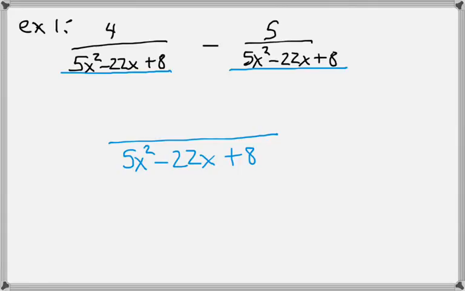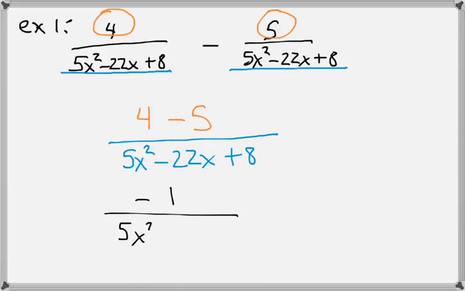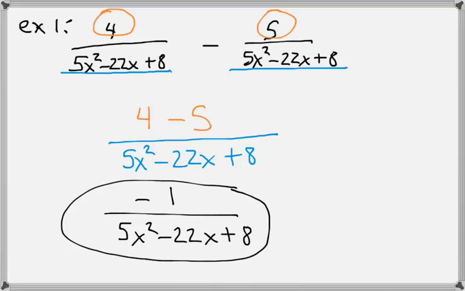And we're going to take our numerators and subtract them. So I'm going to have 4 minus 5. Now I can go ahead and simplify. In the numerator, 4 minus 5 gives me a -1, and I don't have to do anything but copy down my denominator. So I've arrived at my final answer right here.